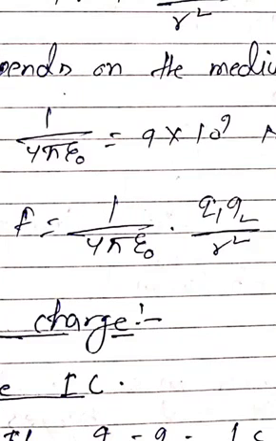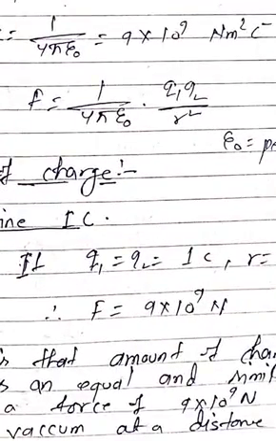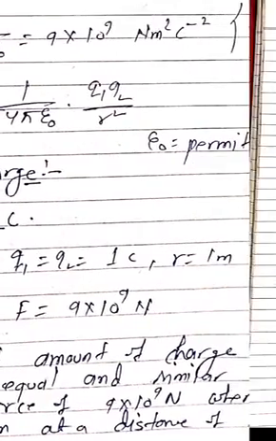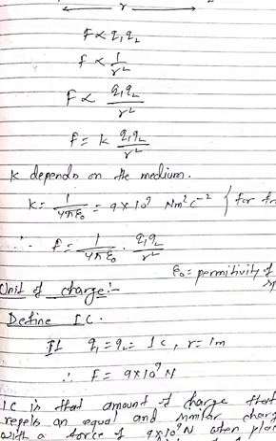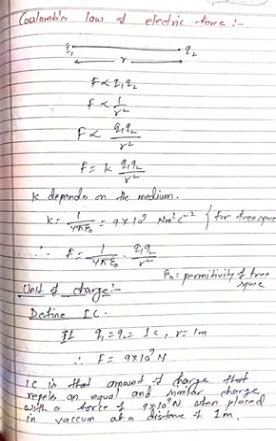if q1 and q2 are two charges of 1 coulomb each, separated by a distance of 1 meter, then what will happen? q1 q2 equals 1 coulomb, r equals 1 meter, then F equals what? 9 into 10 to the power 9 Newton. Then how can we define 1 coulomb of charge? 1 coulomb is that amount of charge that repels an equal and similar charge with a force of 9 into 10 to the power 9 Newton when placed at a distance of 1 meter.